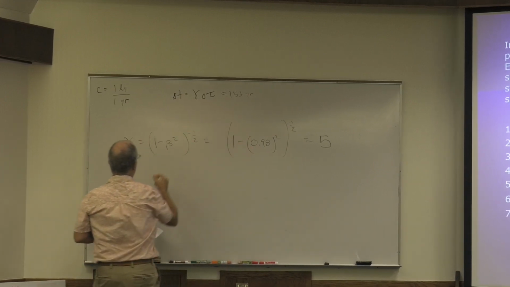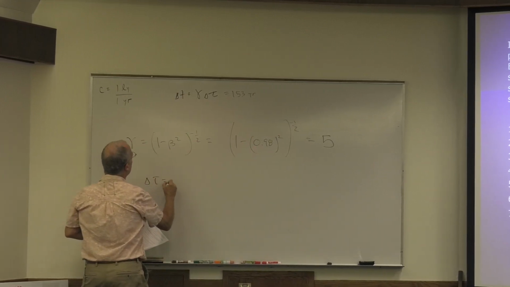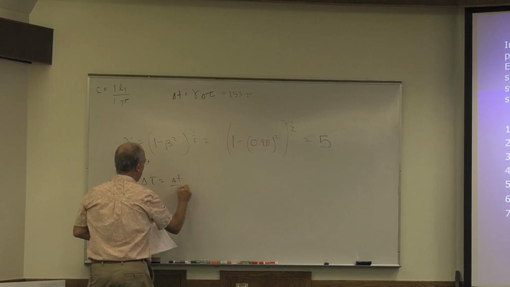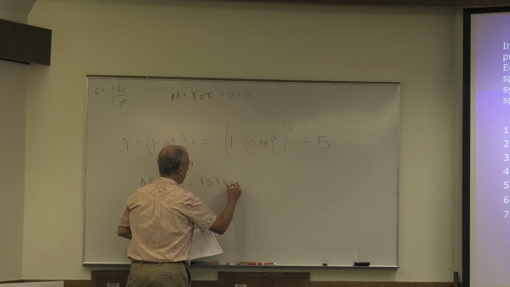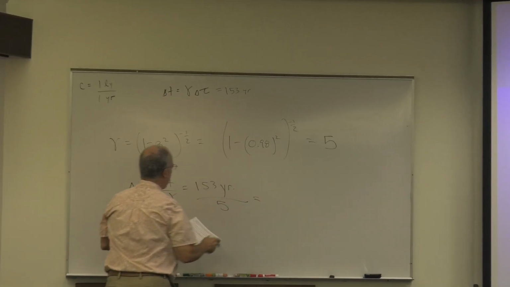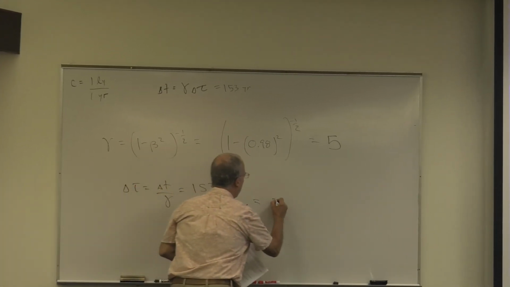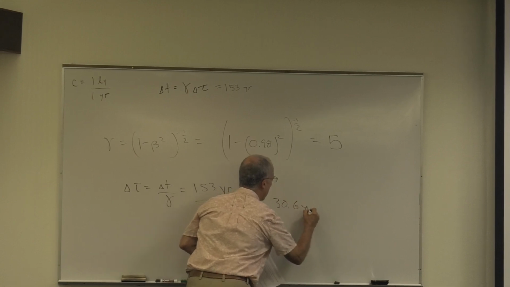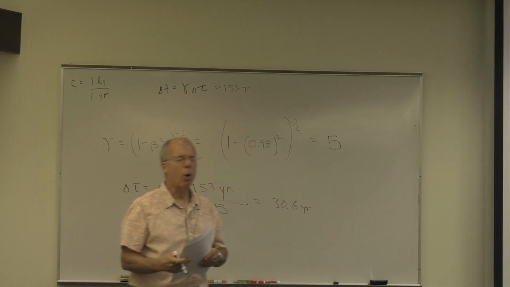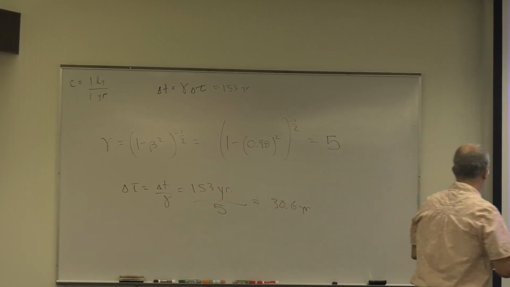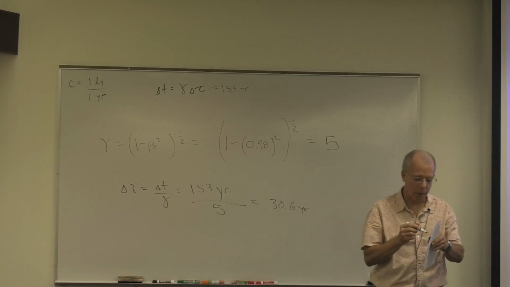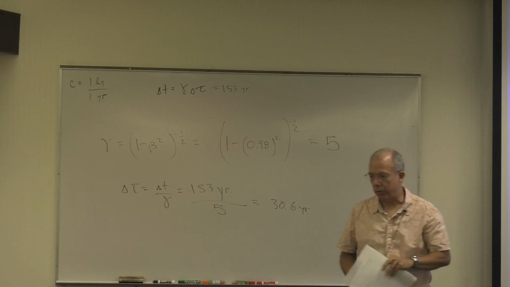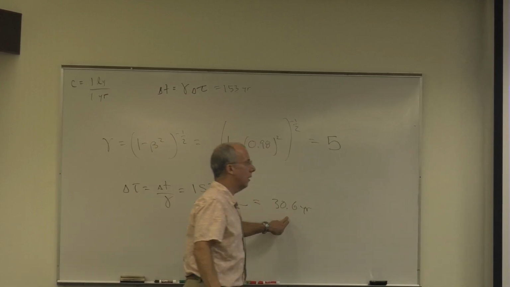Okay, so we want delta tau. Delta tau equals delta t over gamma. So it's 153 years divided by 5. That's 30 point something, 30.6 years. So according to the probe, it is only traveling 30.6 years.